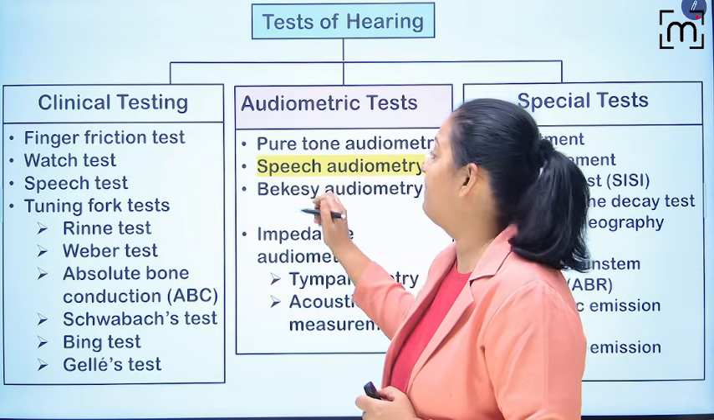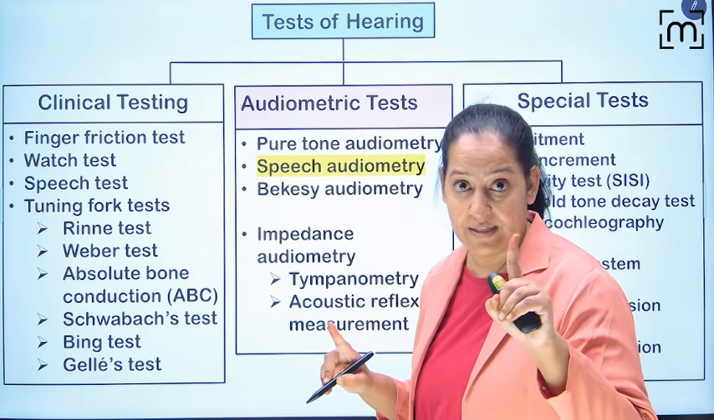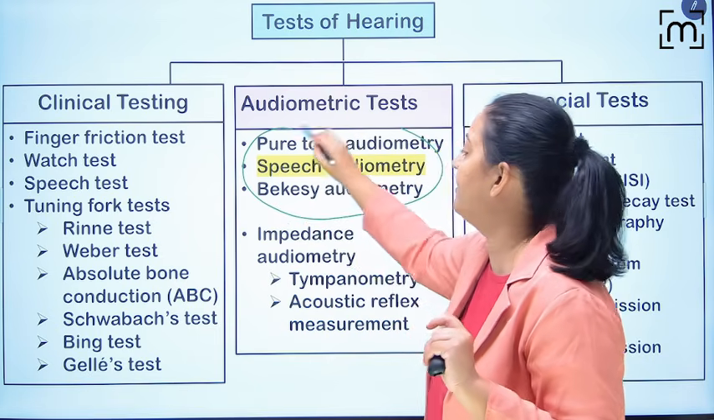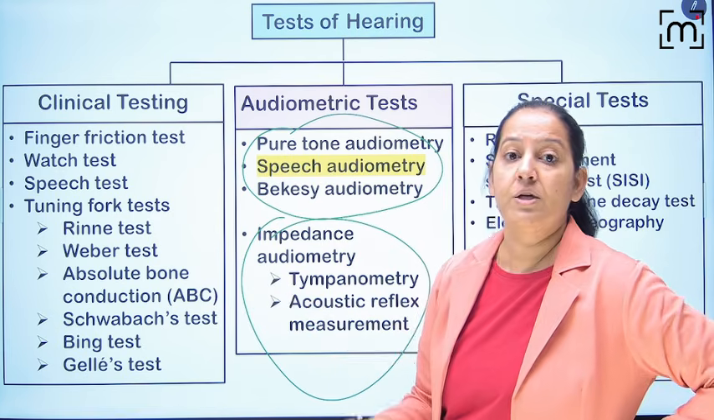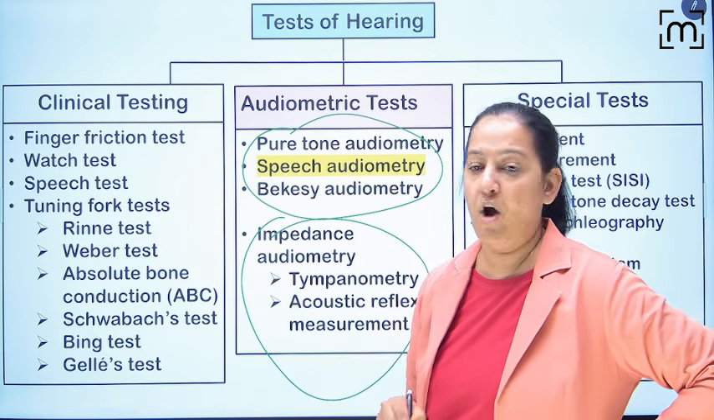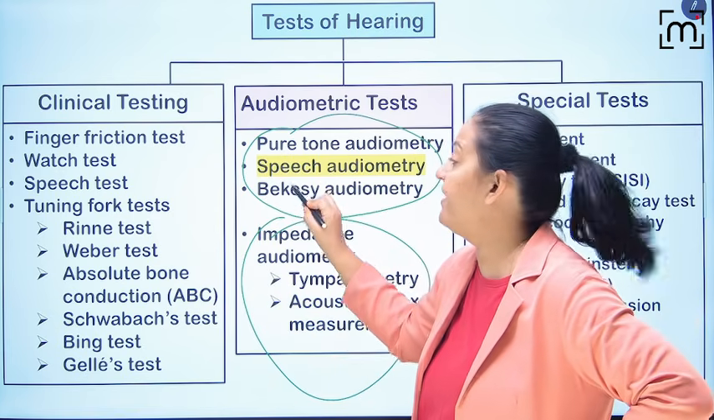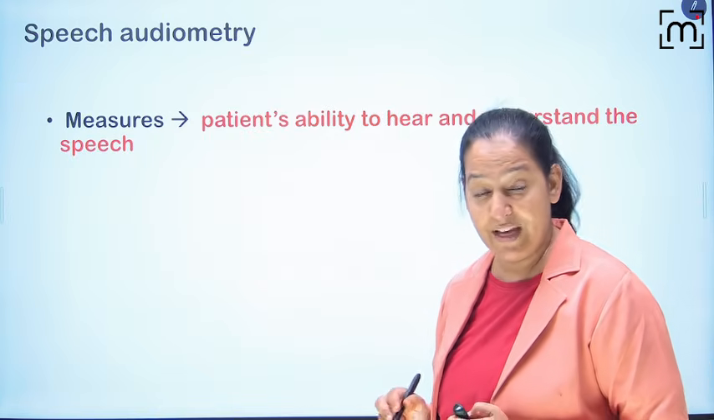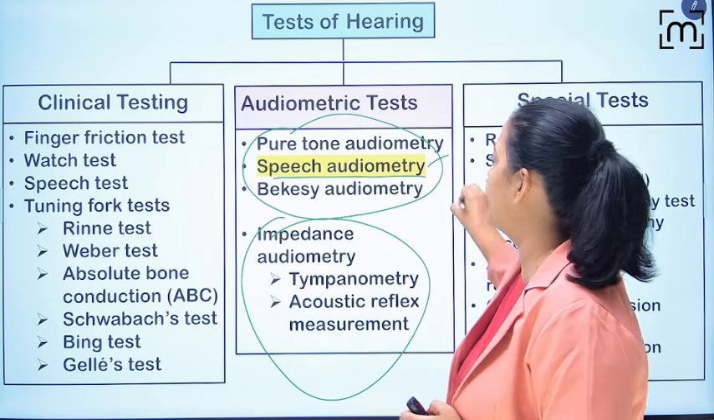So coming on to the second one, speech audiometry. I'm teaching you audiometric tests. In the audiometric tests, these three are objective and these two are subjective. So I'm teaching you the objective tests. Pure tone audiometry is done. Now we are coming to speech audiometry. In speech audiometry, there are two types. I will teach you both.